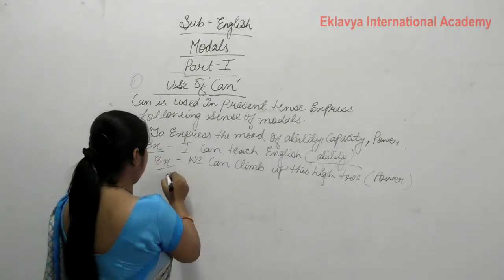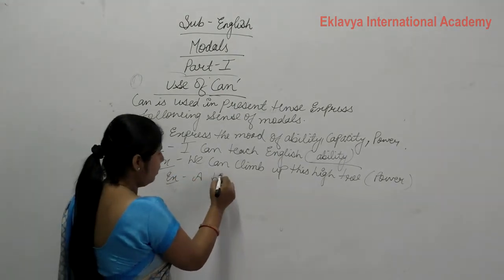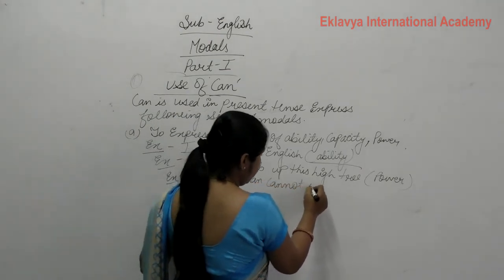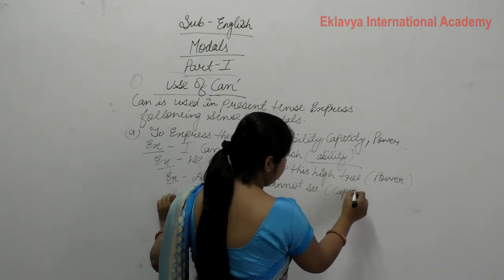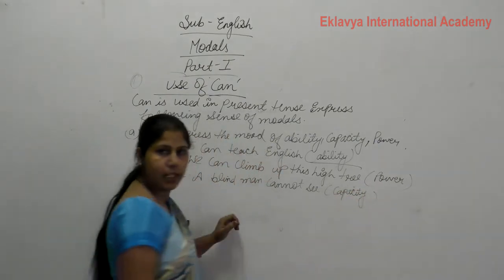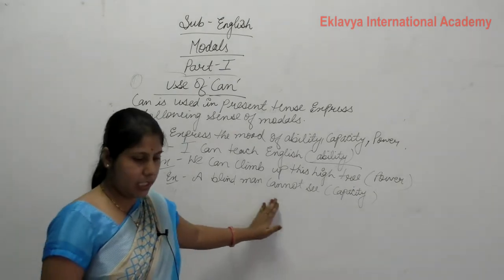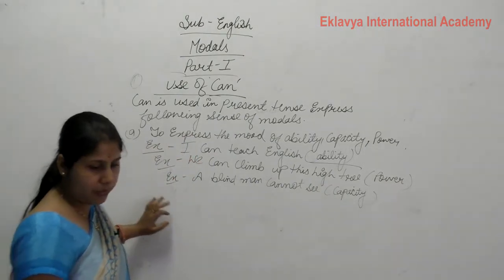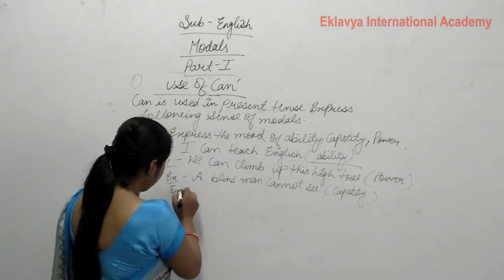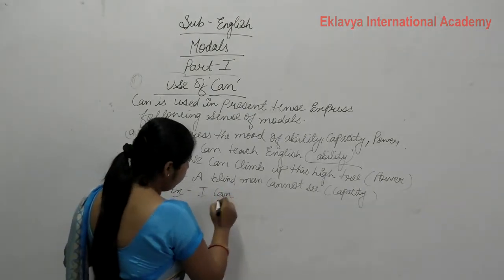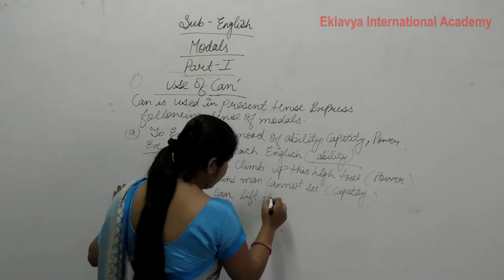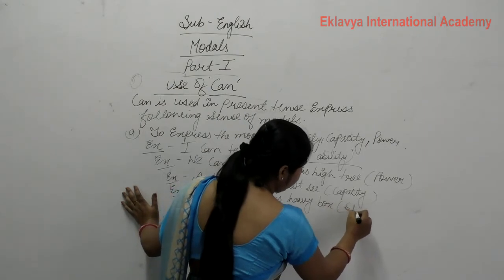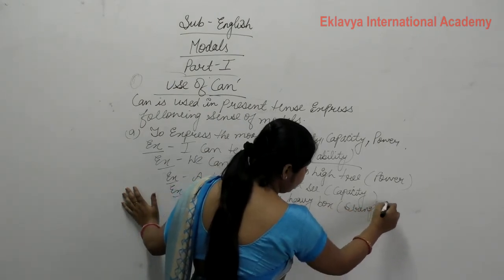A blind man cannot see. So this is what? This is capacity. A blind man cannot see. Okay. So this is capacity. Next example, write down. I can lift this heavy box. This is what? This is strength. In this, strength also comes.